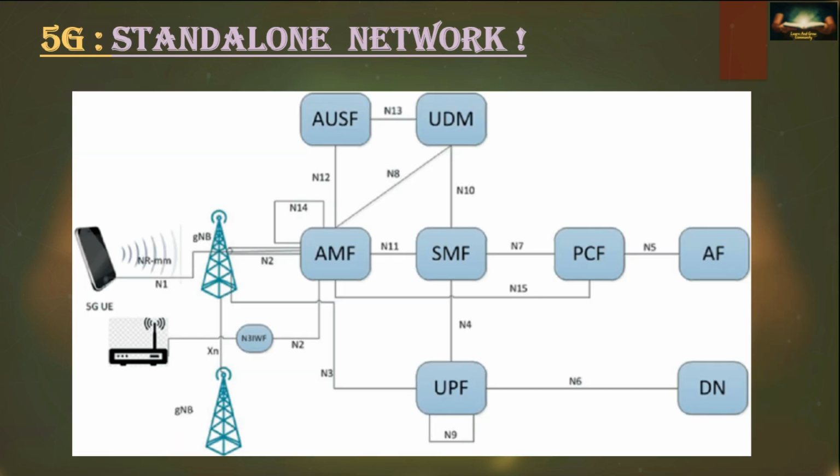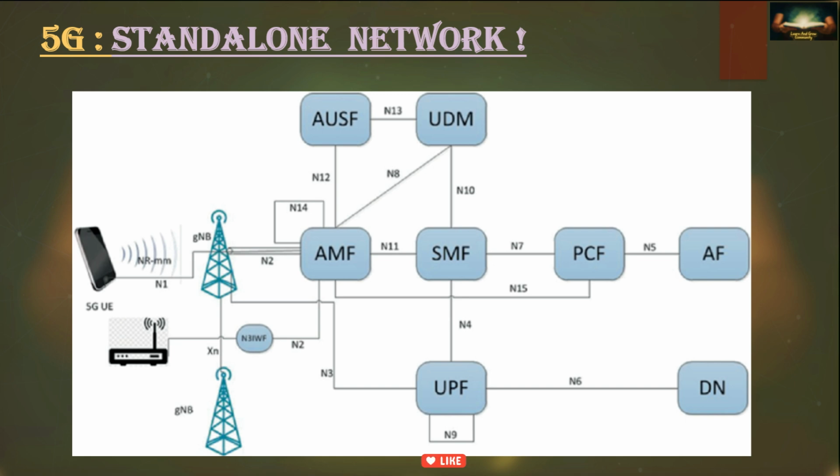Let's quickly recall what action each function performs, very briefly. AMF in 5G, access and mobility management function. This is a control plane function in the 5G network. AMF is responsible for registration and deregistration of users with the 5G network. It handles the establishment and release of signaling. AMF is also responsible for tracking the mobility of the UE locations.